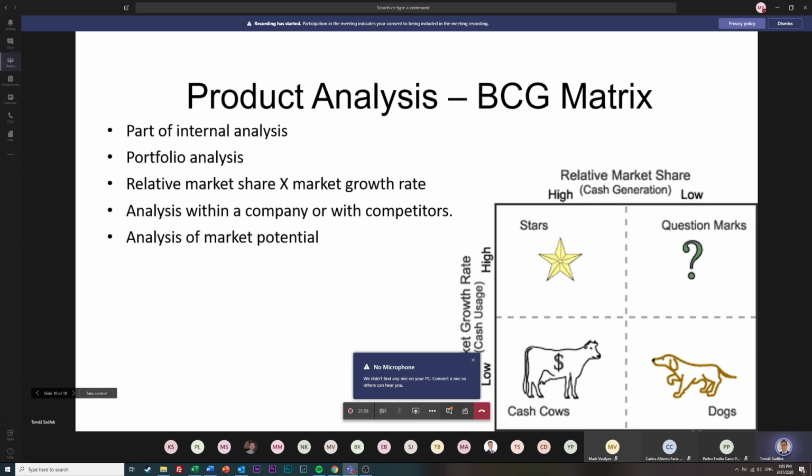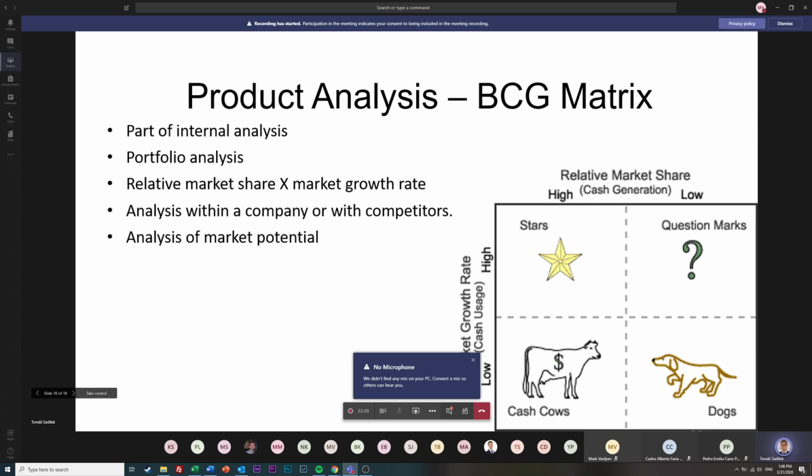So typically, the product starts as a question mark with a low market share and with a high market growth rate. Then it typically turns to stars. You know, stars are products with a high relative market share and high market growth rate. Products that are still growing and are very successful on the market. Then they typically turn to cash cows when the market growth rate does not grow so strongly. It's typically lower or it can stagnate, and the relative market share is still high. The product is well established on the market with a high demand of customers.